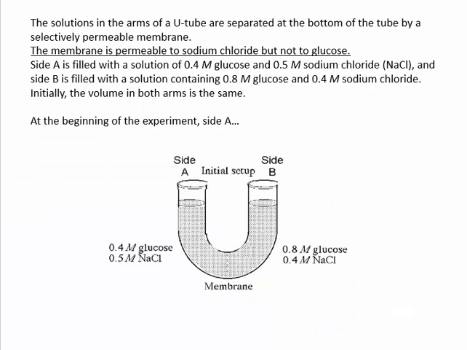Okay, here's a question, to put some of your osmosis knowledge to the test. So here's one of these U-tubes. There's a membrane that separates side A and side B. And a key point here is the membrane is permeable to sodium chloride, but not glucose. So glucose can't move across that membrane at all, but sodium chloride can. So you see the starting concentrations here in molarity of both glucose and sodium chloride. And so the question here is, at the beginning of this experiment, what can you say about this situation, given the choices here?